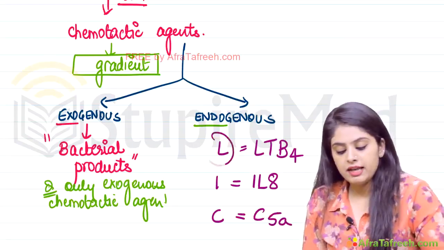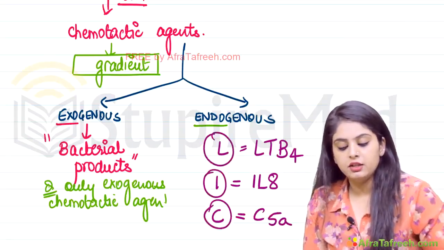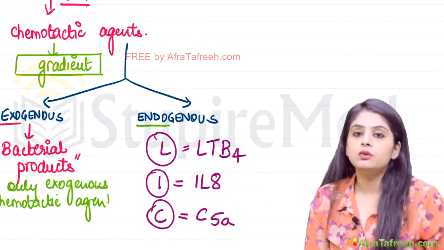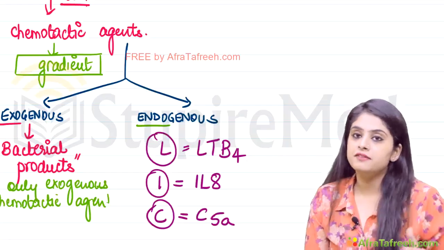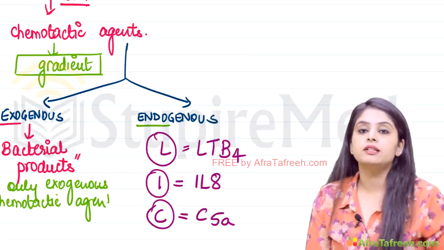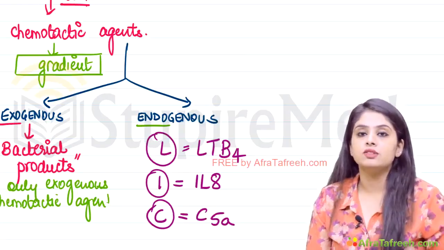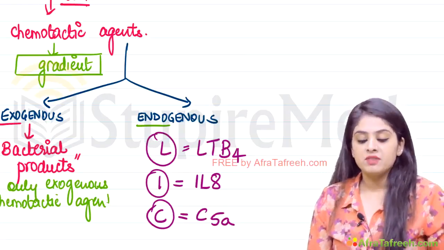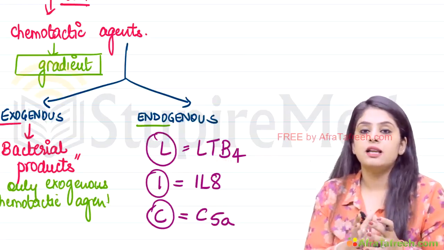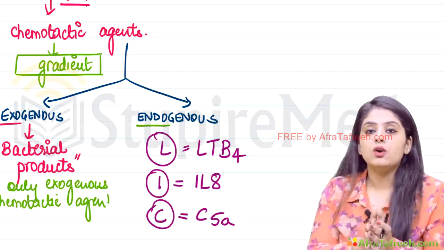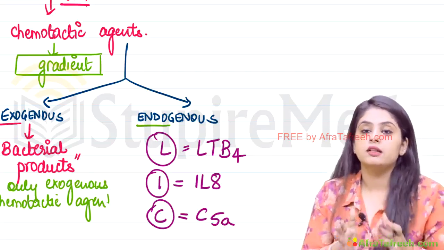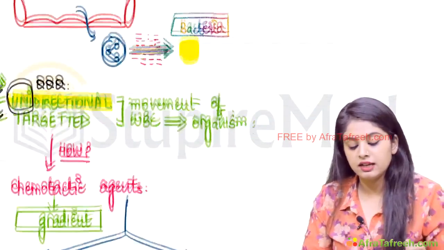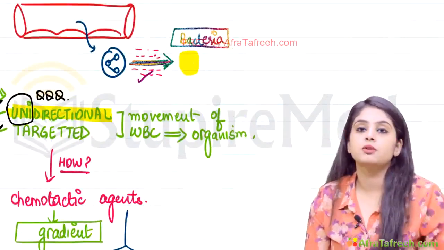Right? So remember, LTB4, leukotriene B4, interleukin 8 and C5a. These three are very important. These are the endogenous chemotactic agents. So what is happening? These chemotactic agents are like your mentors. They are going to guide you towards a target. So these chemotactic agents are like mentors for this WBC.